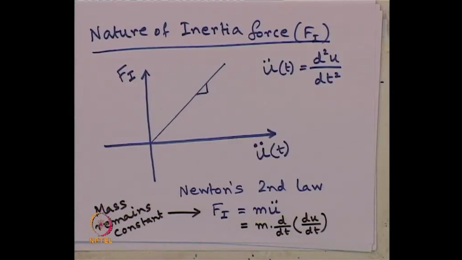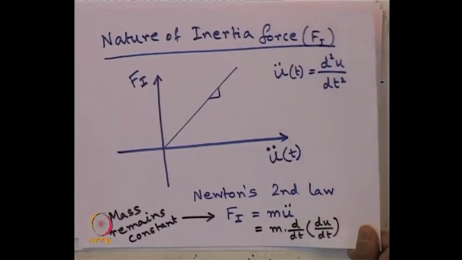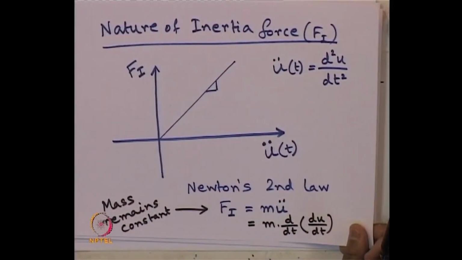For example, when we take some aerodynamic problem, where with respect to time there is loss of mass. So, mass does not remain constant in many of the aerodynamic problems. In those cases, we cannot use this relation of f I equals to m u double dot. It is valid only for the system where there is no change in the mass. So, mass remains constant, then only this equation is holding good. So, this is the linear model that we have considered for inertia force.